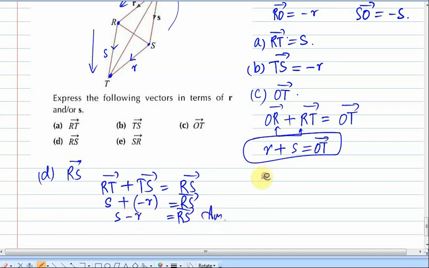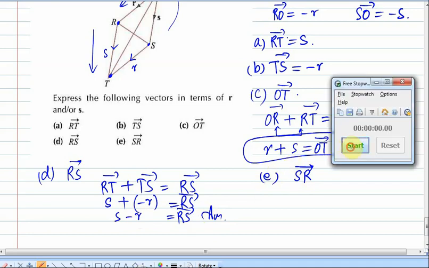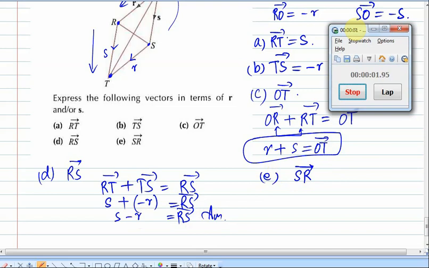Now you need to attempt part E, that means SR. You will do it by yourself first. You have 20 seconds and then I will explain. Your time starts now. 20 seconds.